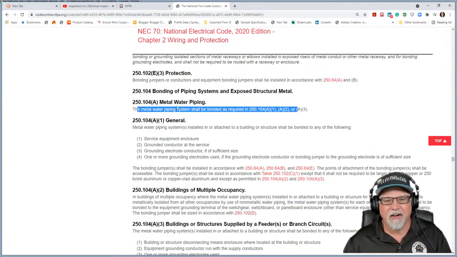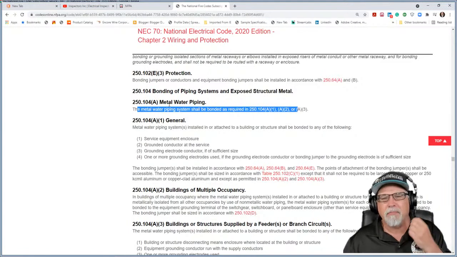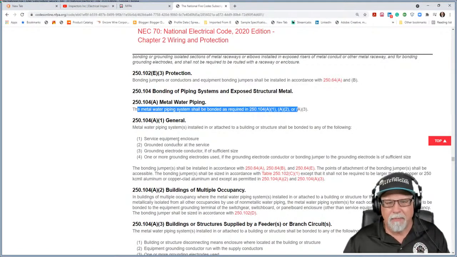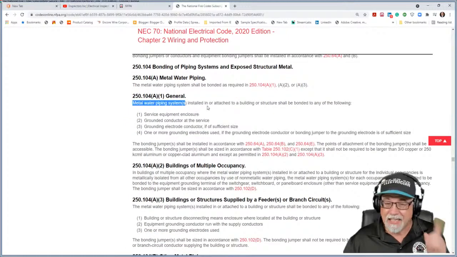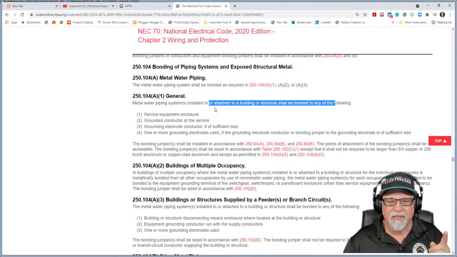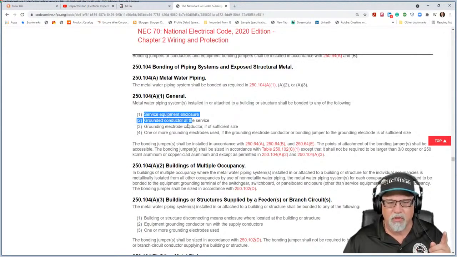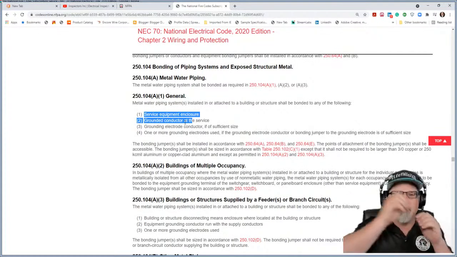But in this case right here, it's telling you you have to bond the water pipe if it's metal. So here it says the metal water piping system installed in or attached to a building or structure shall be bonded to any of the following. So you've got some options. Which are you going to go from that water pipe system to?